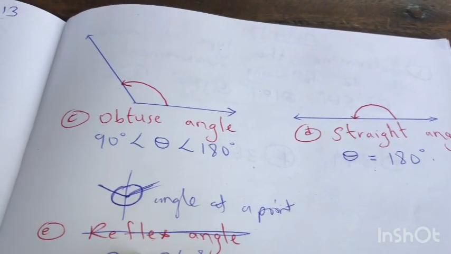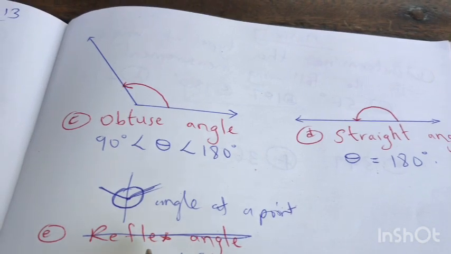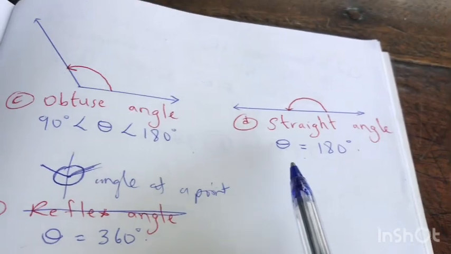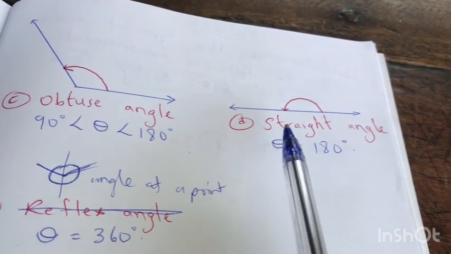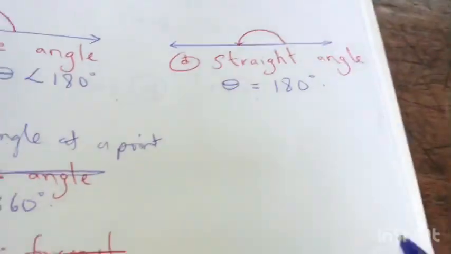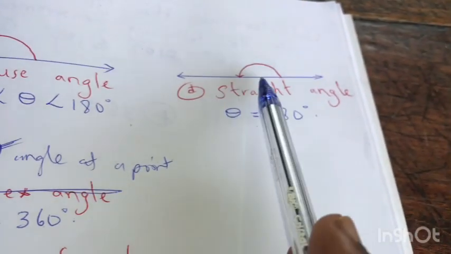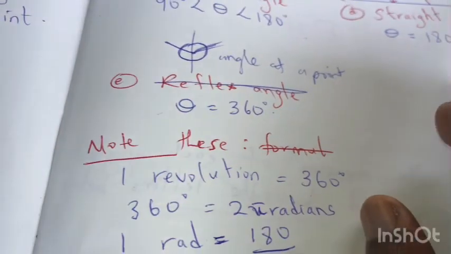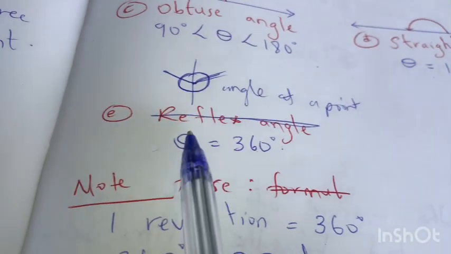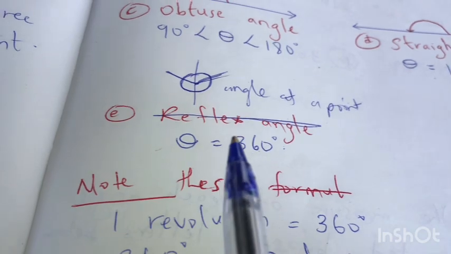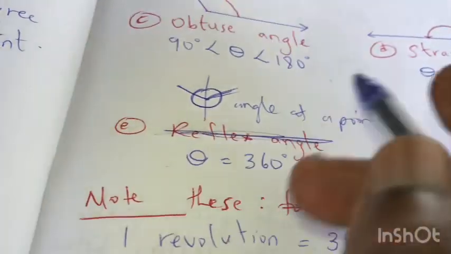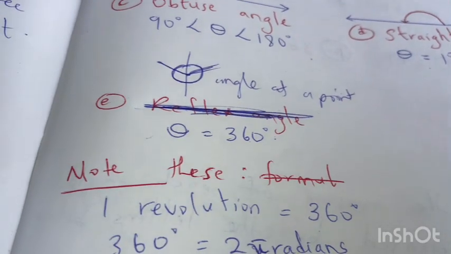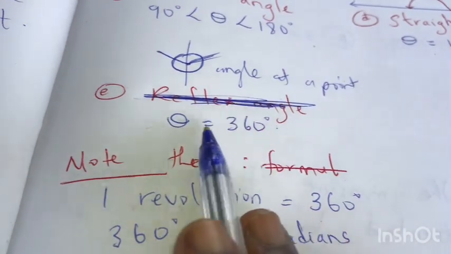So an angle like 91 is an obtuse angle because it is between 90 and 180. We also have a straight line. Straight line has a measure of 180 degrees. So a straight line, this one, the measure of this one is 180 degrees. Then we have angle at a point. Angle at a point is just equal to the same as the total angle in a circle, and that's 360 degrees.